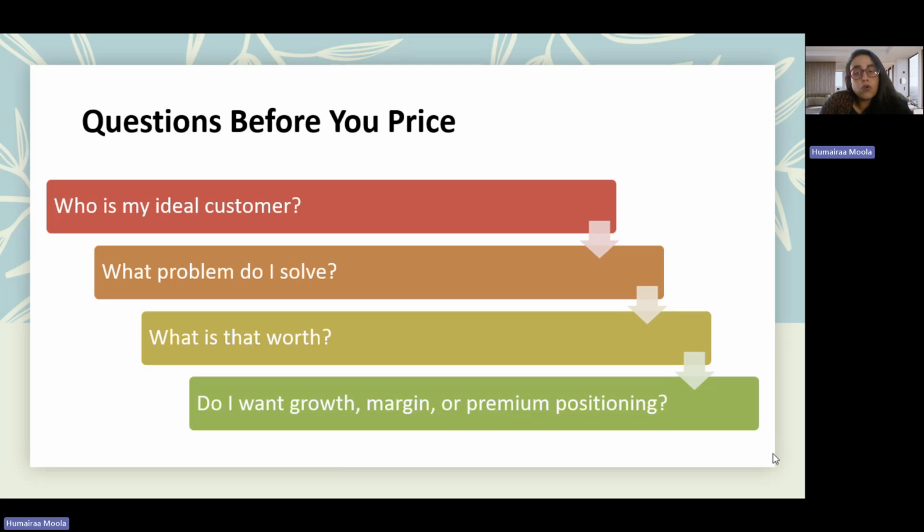Am I trying to grow fast, to build volume, or to protect my profit margin? Do I want to be seen as affordable, or as premium, or as accessible, or as a specialist? Because pricing is not just about your affordability. It is about the alignment between your numbers, your value, your market, and your business goals.